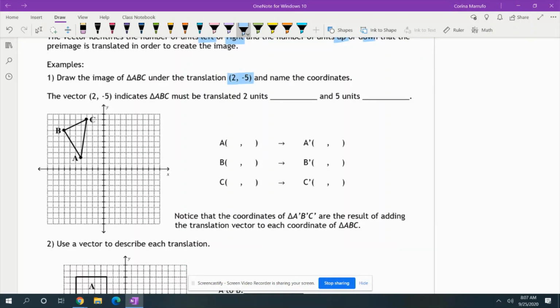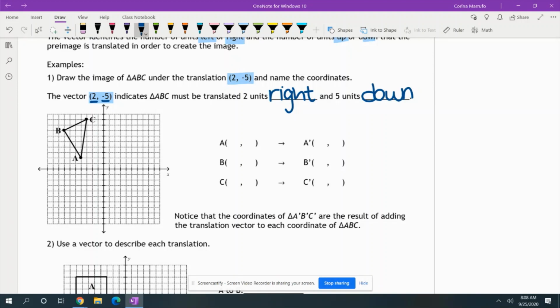Now, the vector 2, -5 indicates that triangle ABC must be translated 2 units. Okay, so we look at the x value. Our x value is a horizontal translation, so you're either going to go left or you're going to go right, and since it's positive, we are going to the right. And 5 units down. So because it is a -5, that means we are going to move down 5 units. Okay, since it's our y value, it's either moving up or down.